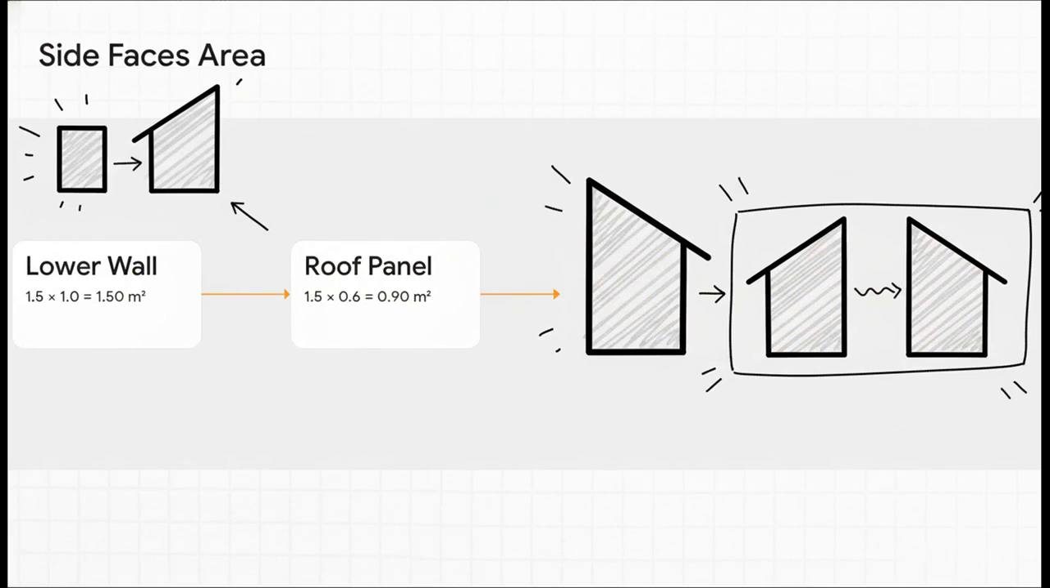Now for the sides. Each side is made of 2 different rectangles. You've got the lower wall and then the slanted roof piece. We add their areas together to get 2.4 square meters for one side. And since both sides are identical, we just multiply that by 2 for a total of 4.8 square meters for both of them.